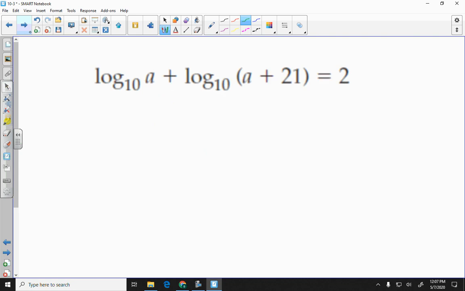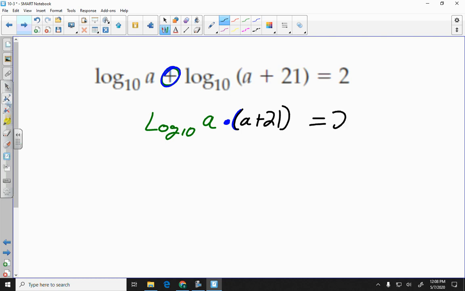So let's do another example. Okay, I have a couple logs together. They're all the same base. I see 2 logs, which you might want to just drop the logs, but notice it's not a log base 10 equals a log base 10. And you don't want to necessarily subtract them, but with this plus, you can combine them. So let's combine them first, and let's write this as a log base 10 of a. And then this plus here is going to change to a times, and then I can write a plus 21. Now all of that's going to still equal 2.